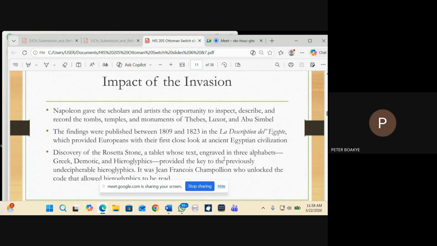Let's look at the effects or impact of the invasion. Napoleon went with scholars and experts, and he gave them the opportunity to inspect, describe, and record the tombs, temples, and monuments of Thebes, Luxor, and other places.